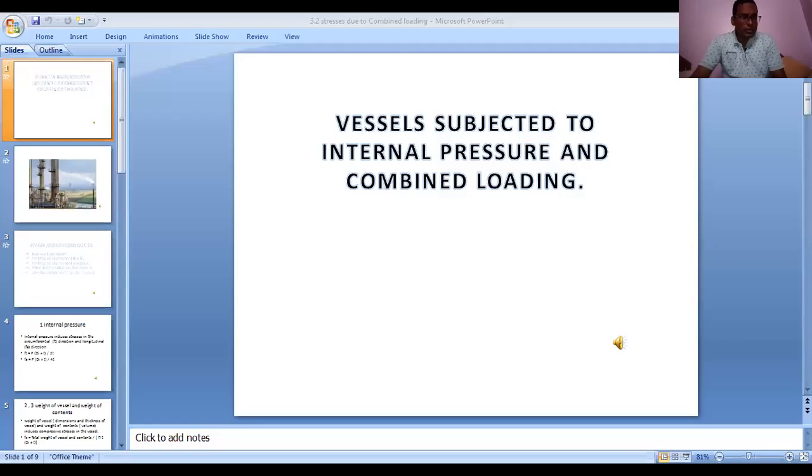We are going to discuss the stresses due to internal pressure and combined loading. That means the overall stresses occurring in a vessel. Basically, the different stresses that will be occurring are in vessels subjected to internal pressure and combined loading.